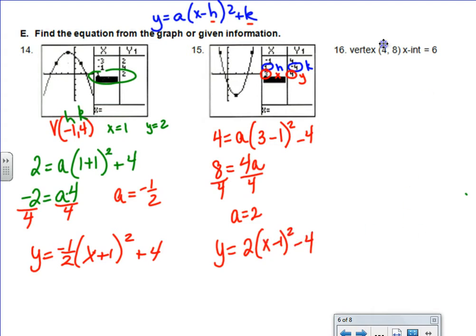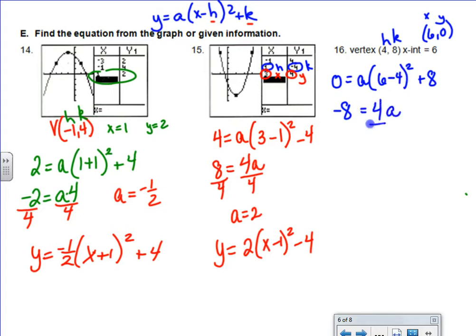Okay, 16. Vertex, there's my h, there's my k, and then the x-intercept is at the point 6. What that means is we have an ordered pair of (6, 0). So I think I'm in business. There's my x and there's my y. So y equals a times (x minus h) squared plus the k value. I'm going to subtract 8 from both sides. 6 minus 4 is 2, 2 squared is 4.